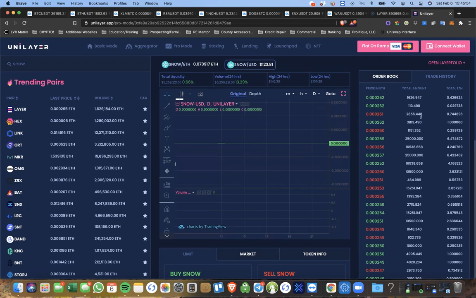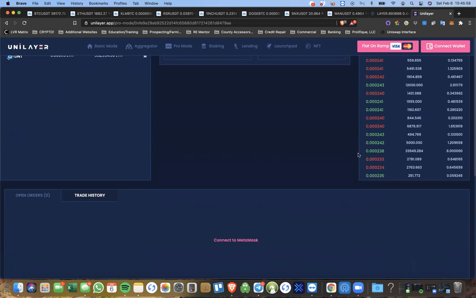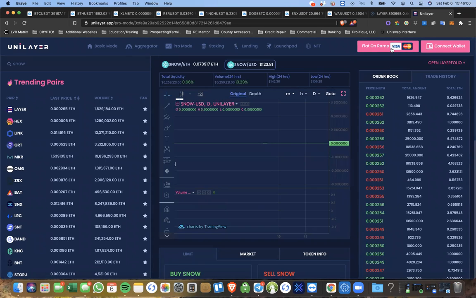Okay, I guess this chart's not gonna work. Anyways, you guys can kind of see what it is. This will do well. Let's see how this fiat on-ramp works. I think this would be the biggest feature about it. If it's cheap and if it's quick, then we should be good.